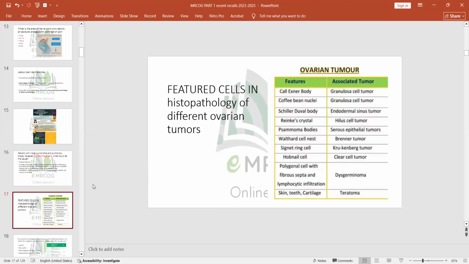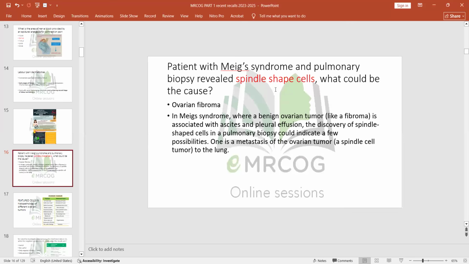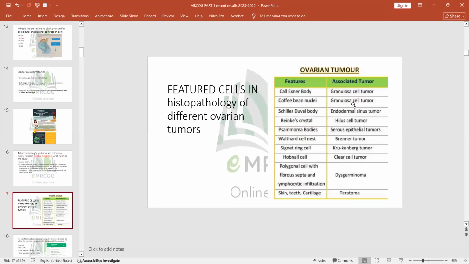Okay, try your best. Like for example, this one. If I'm having a question related to cells, I should have a quick review over some featured cells and their association with specific type of ovarian tumors, because this appeared before. They used to ask about Schiller-Duval. They used to ask about Psammoma body, and this is a strategy question because they are very famous. So if you see a coffee bean nuclei or Call-Exner, very famous for granulosa cell tumors. Psammoma bodies, serous epithelial tumor.